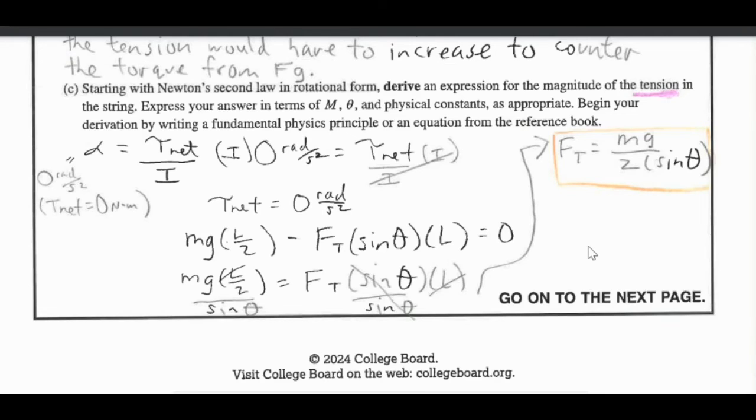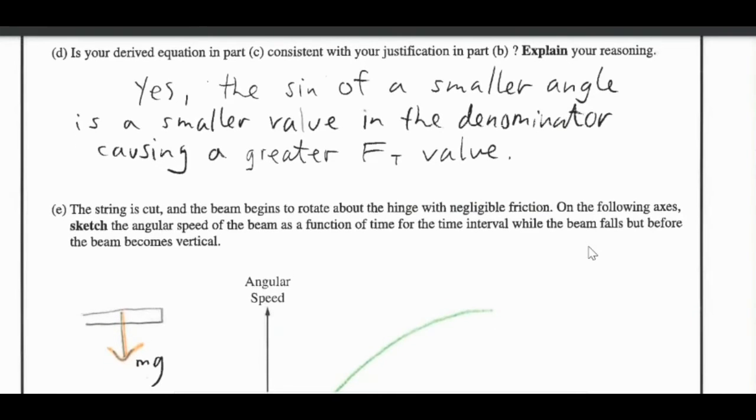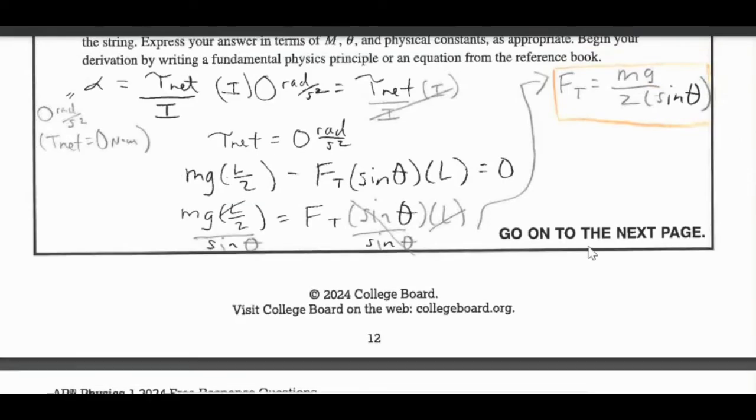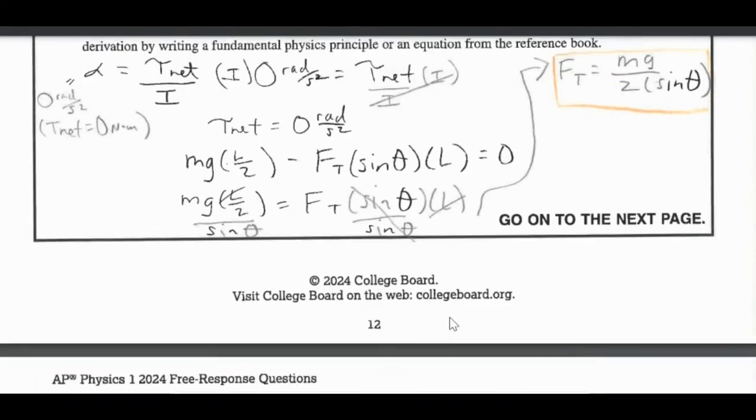Now next, is your derived equation in part C consistent with your justification in part B? Explain your reasoning. So yes, the sine of a smaller angle is a smaller value in the denominator, causing a greater Ft. So if we have a smaller angle in here, then this overall number in the denominator is smaller, and then the entire number itself for Ft is going to be larger.